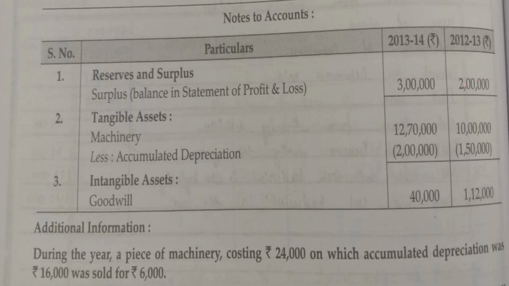And we have taken this surplus difference. These things we have noted down in the accounts, and the goodwill we have amortized. What we are left with now to deal with in hand is just this one piece of additional information. That is, during the year, a piece of machinery costing 24, which means in the machinery account, in this particular 10 lakh includes 24,000, on which accumulated depreciation was 16, which means this particular 1,50,000 opening balance includes this 16,000. And they sold it for 6,000.